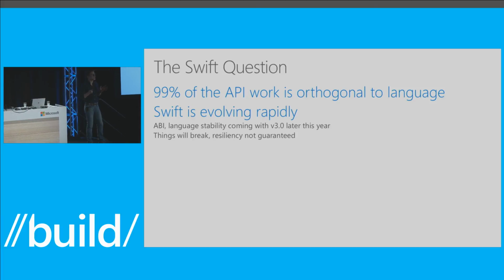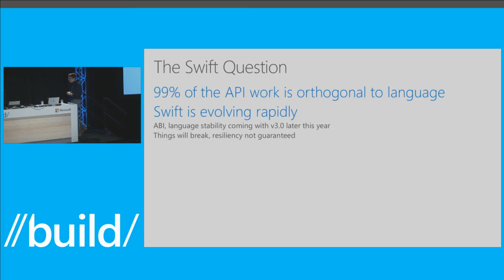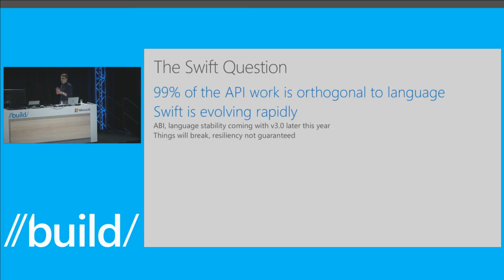Apple has made it really clear that Swift is the future of iOS development, so clearly it's key to our project. All of the sessions last year at WWDC were in Swift, and Apple open sourced Swift in December. They've made it clear where they're going. But the thing about Swift is it's still changing a lot. They haven't guaranteed ABI resiliency.